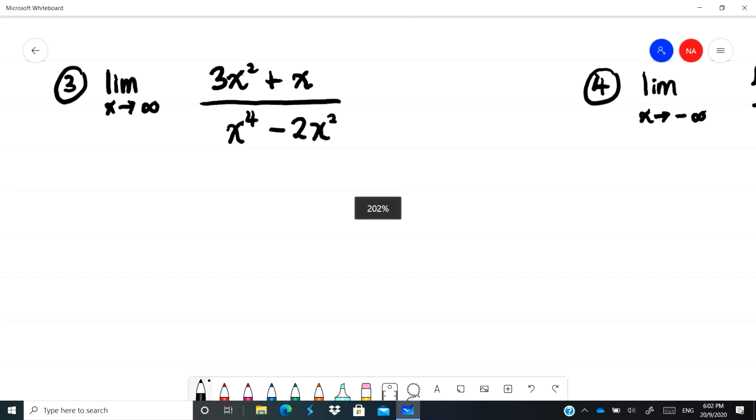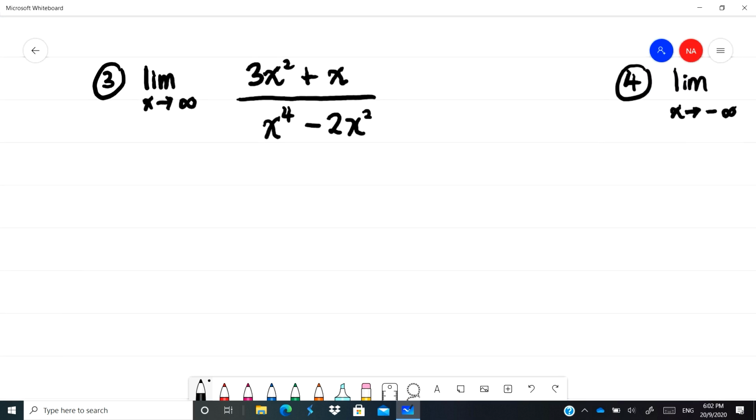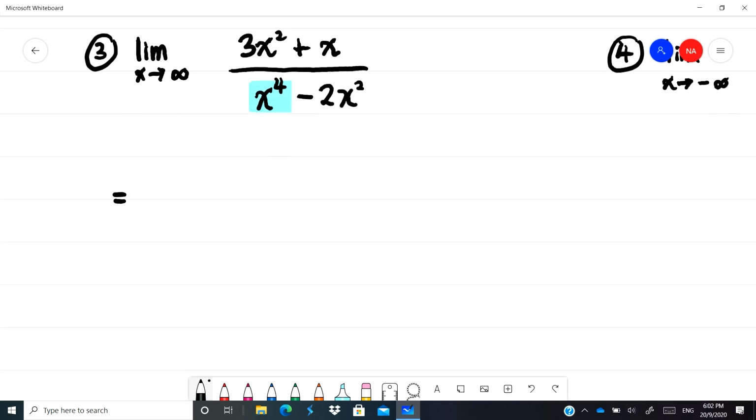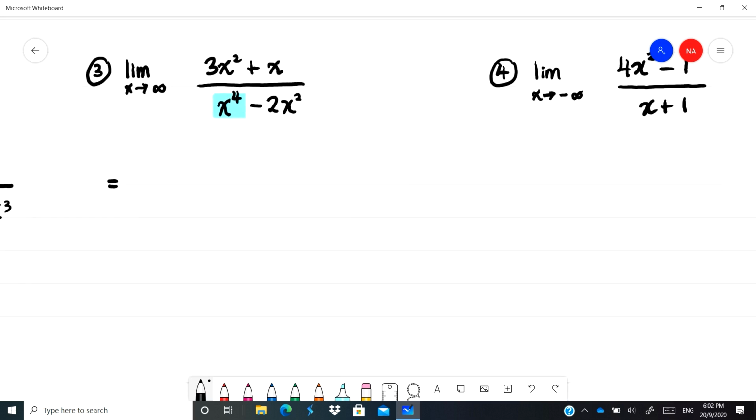Let's move on to number 3. In this case, please look at your denominator, and the highest power is x to the power of 4. Please note that this is the highest power, x to the power of 4. So we should divide every term by x to the power of 4. So we'll have the limit as x approaches positive infinity, 3x squared divided by x to the power of 4, plus x over x to the power of 4, the whole thing divided by x to the power of 4.